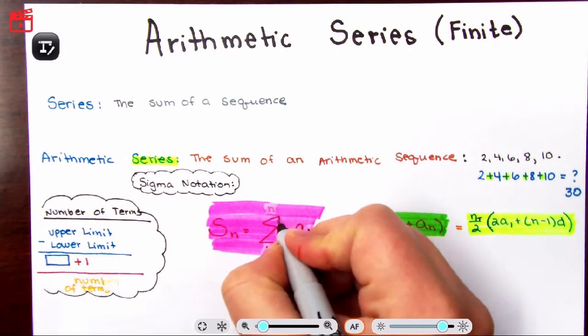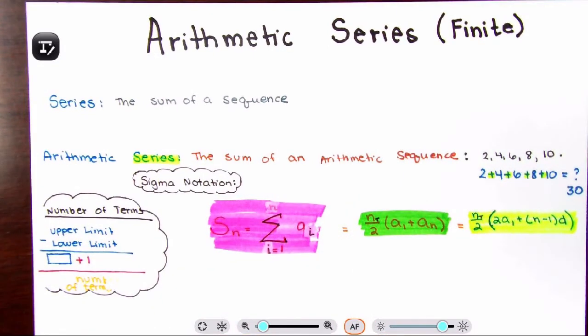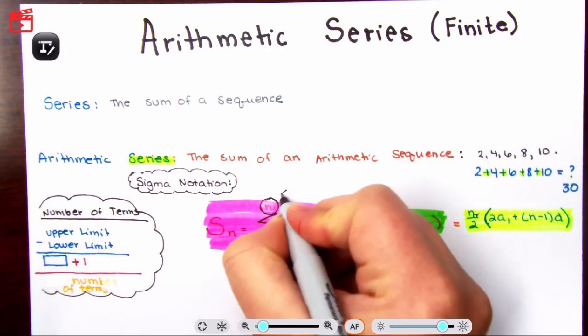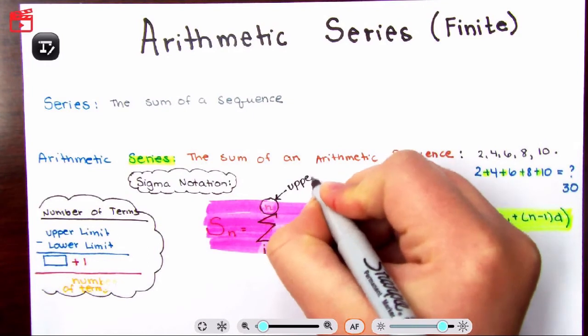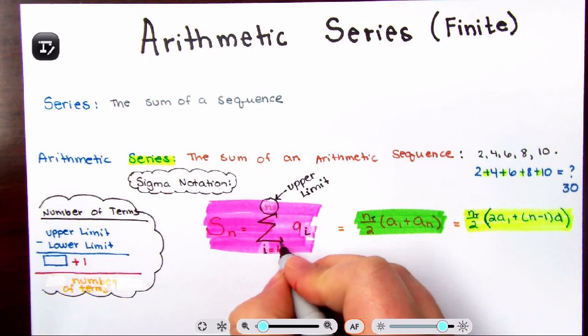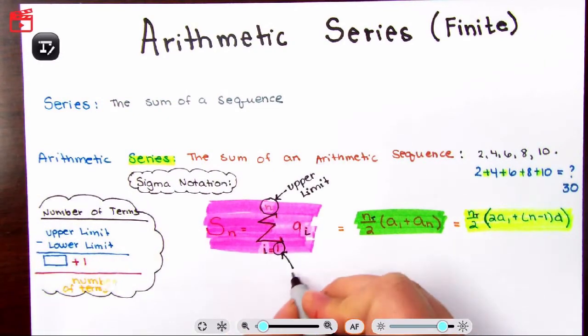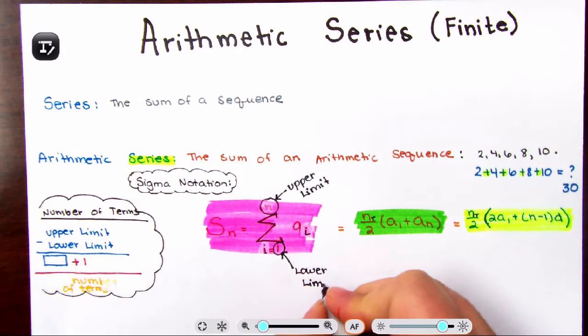This right here, this capital sigma, tells you to take the summation, or take the sum, of something. This upper number, it doesn't matter what this number is, is called your upper limit. This number right here, just the number, we don't care about the letter, is your lower limit. I know mathematicians are not creative in their naming. One's on top, one's on the bottom. Lower limit.